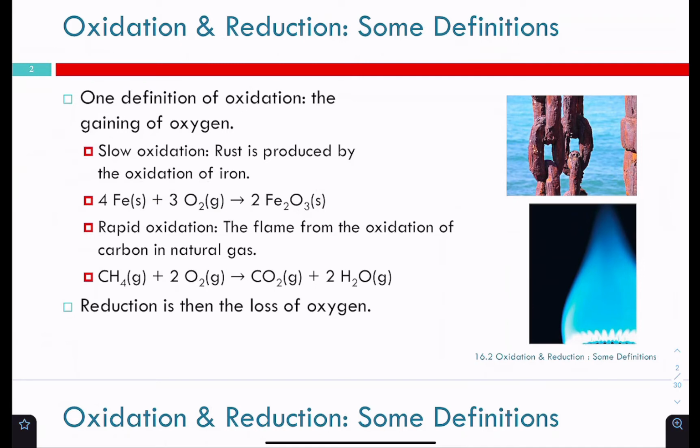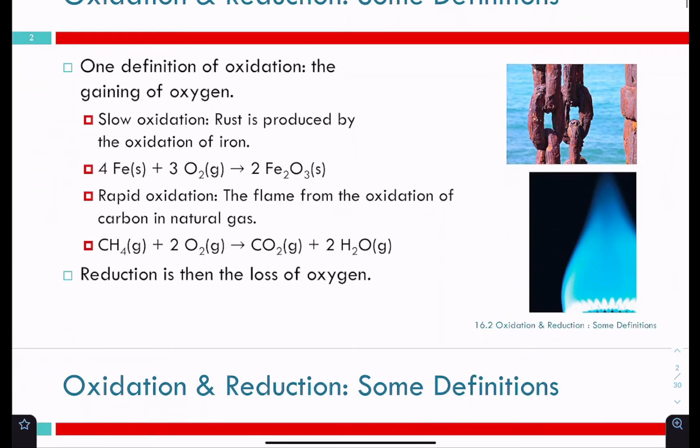But you can also have rapid oxidation, like a flame, right? So to again touch back on chapter 7, a combustion reaction is a type of oxidation reduction reaction. So that's a rapid form of oxidation reduction reaction. So you're adding oxygen to carbon and getting CO2 and water, and those are always the products of a combustion reaction.